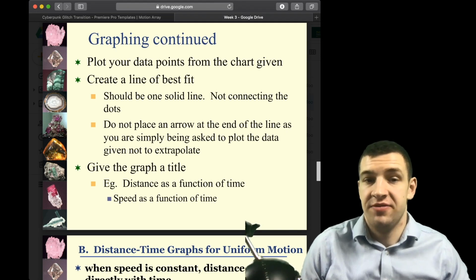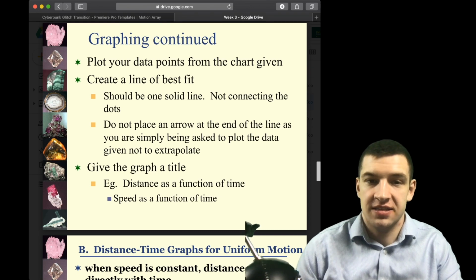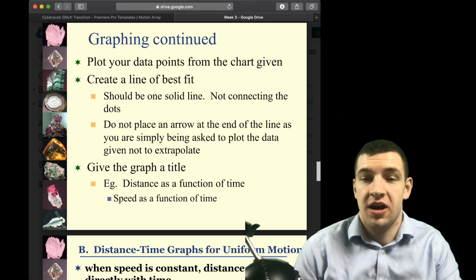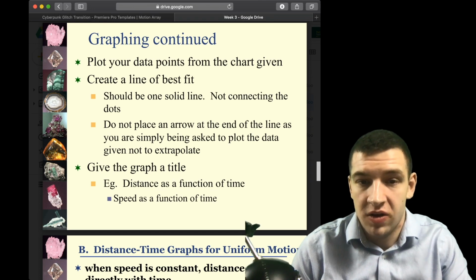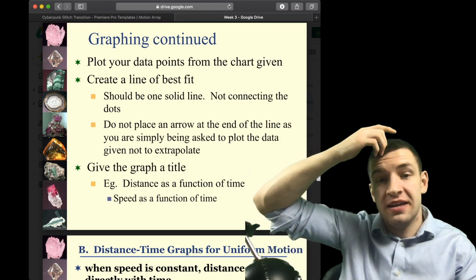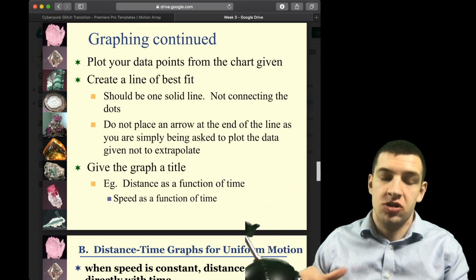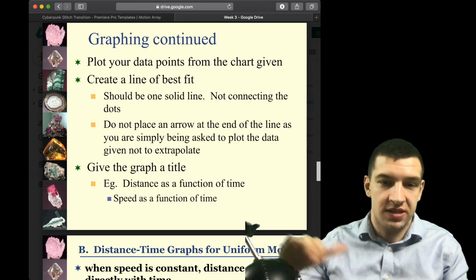Create a line of best fit. So this should be one solid line, not connecting the dots. Okay? You do not place an arrow at the end of the line, as you are simply being asked to plot the data and not given an extrapolation. So don't put an arrow on it, because that means that you're predicting what else could be after the fact. We're just writing down the data we have. We're just showing what we have.